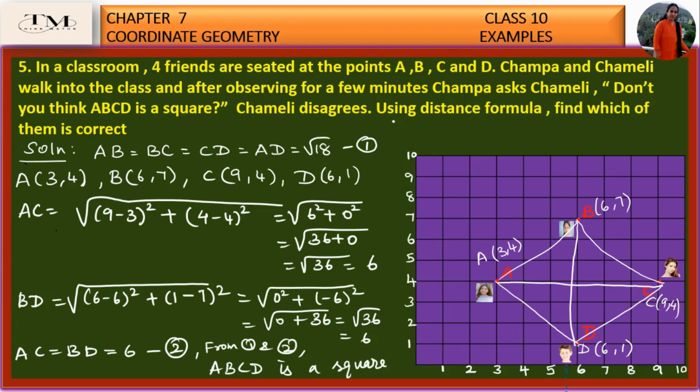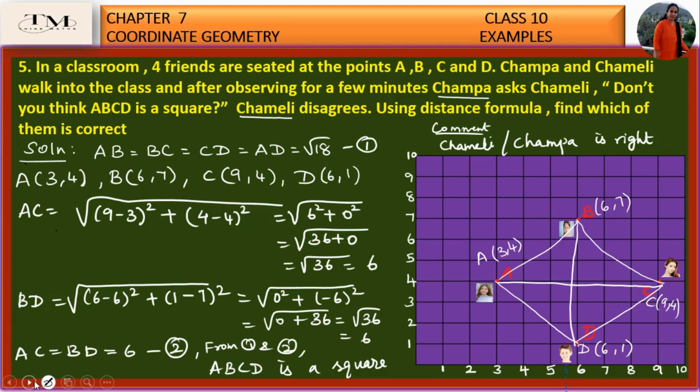So what's that? Using distance formula, find which of them is correct. So we have proved that ABCD is a square. Now comment me whether Chameli is right or Champa is right. Okay, children.